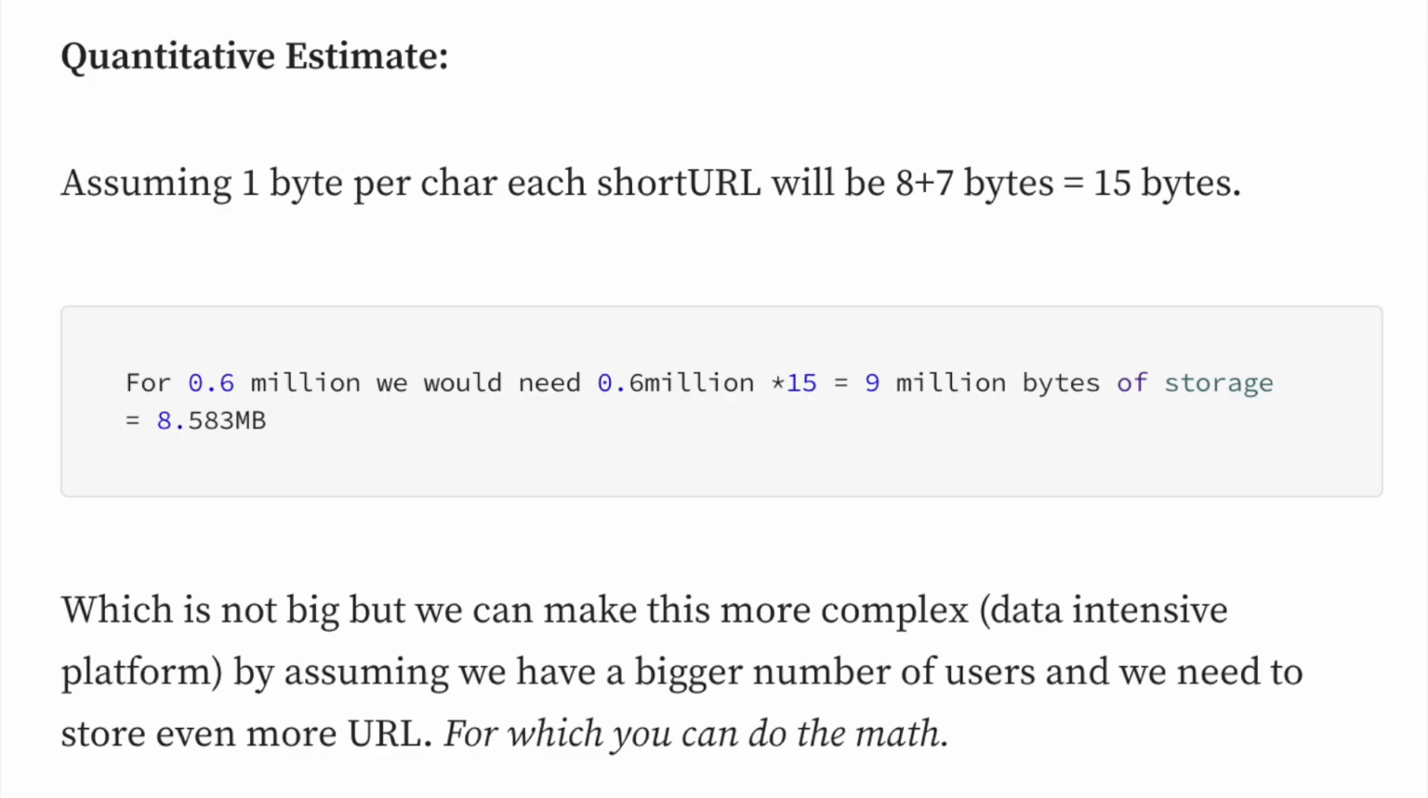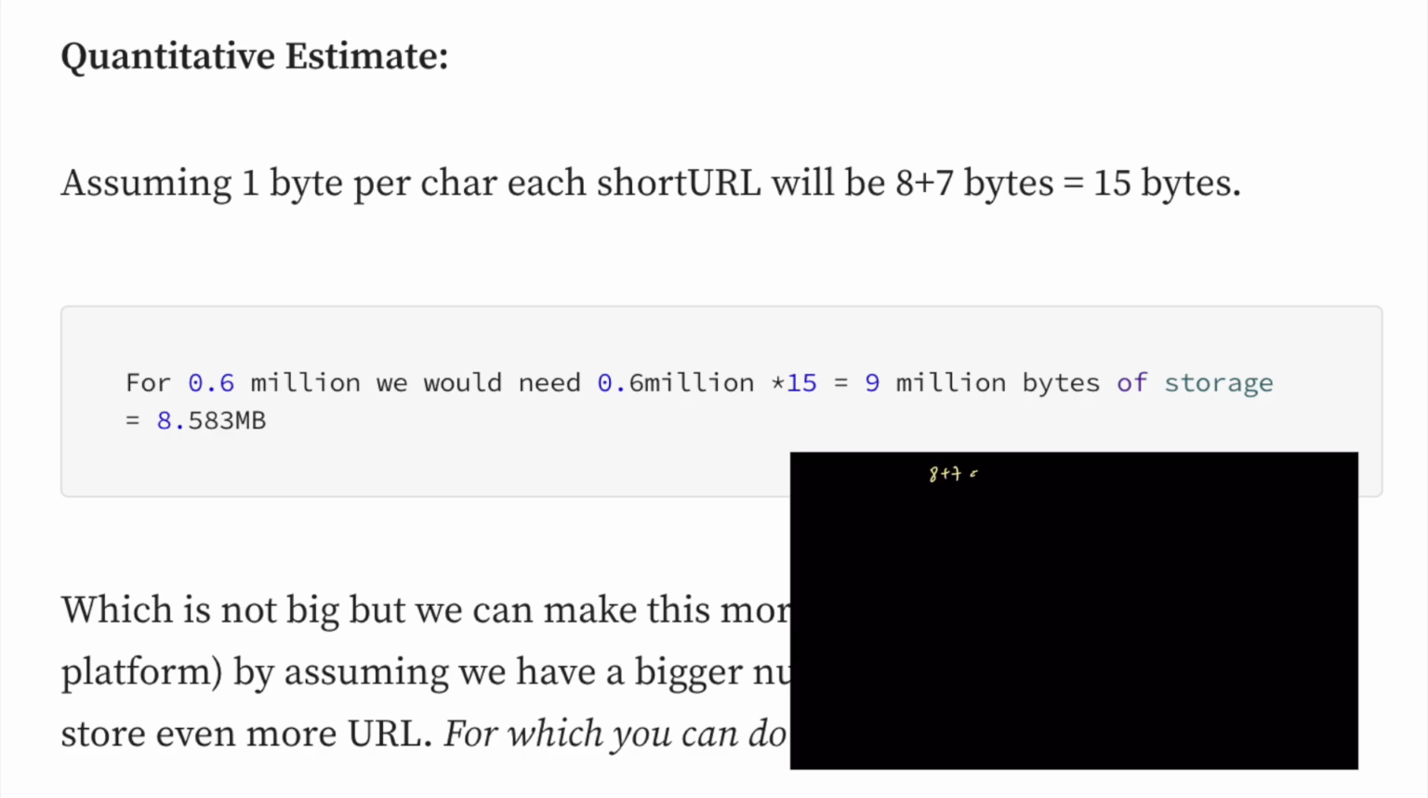So additionally, tinyurl is 1, 2, 3, 4, 5, 6, 7, 8. 8 plus 7 equals 15 characters, and each character is 1 byte. So 15 bytes for storing 1 entry.